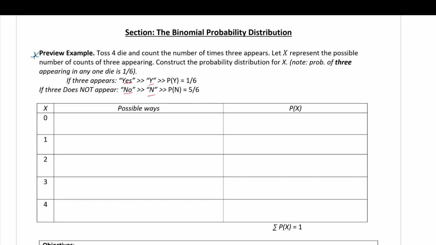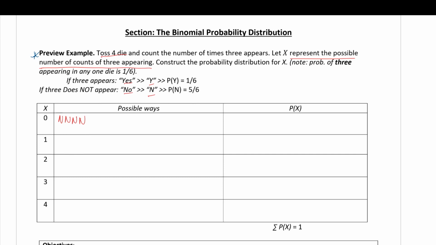Again, x represents the number of possible counts of 3 appearing. In 4 dice, how many times can a 3 appear? Well, it can appear 0 times. That means the 4 dice were anything other than a 3, so we would say a 3 did not appear 4 times: no, no, no, no.